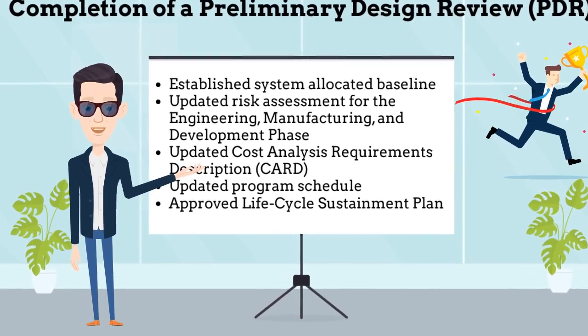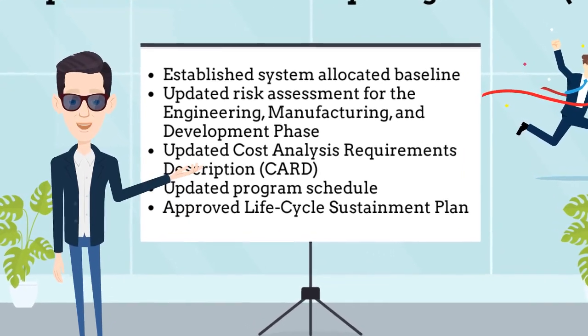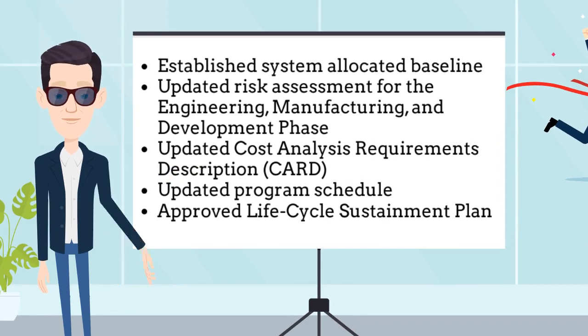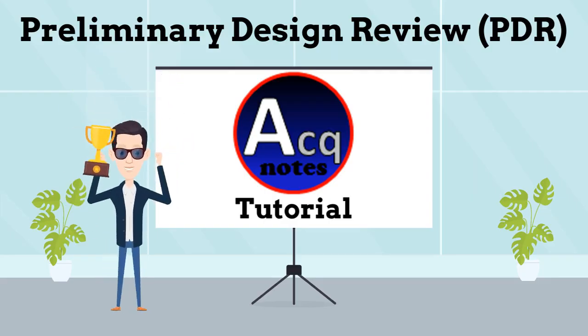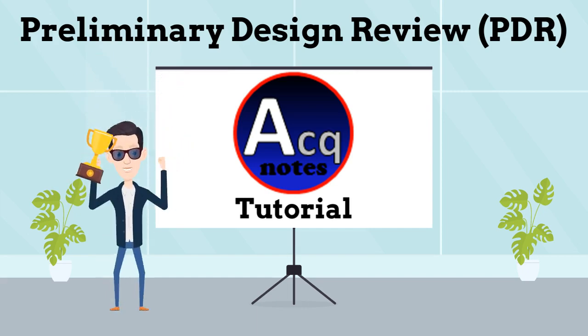Completion of the PDR should provide the following: an established system allocated baseline, an updated risk assessment for the engineering, manufacturing, and development phase, an updated cost analysis requirements description or CARD-like document based on the system allocated baseline, an updated program schedule including system and software critical path drivers, and finally, an approved lifecycle sustainment plan updating program sustainment development efforts and schedules.